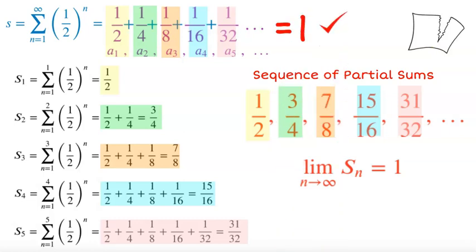And that fits what we already know, that putting the pieces back together would result in the original one whole piece of paper. This process works for any sequence, but it takes a lot of time. Is it possible that we could find a formula for the sum of an infinite series? It turns out that we can find a formula for the sum of an infinite geometric series.